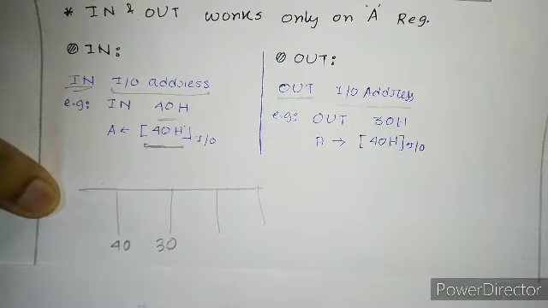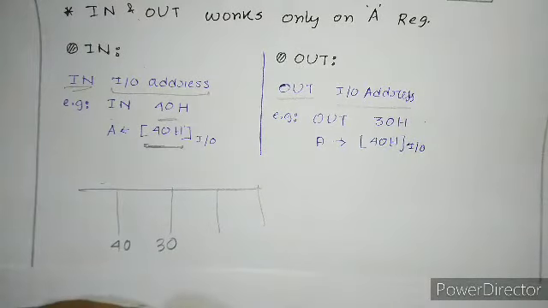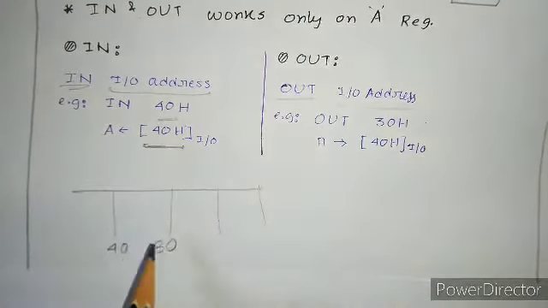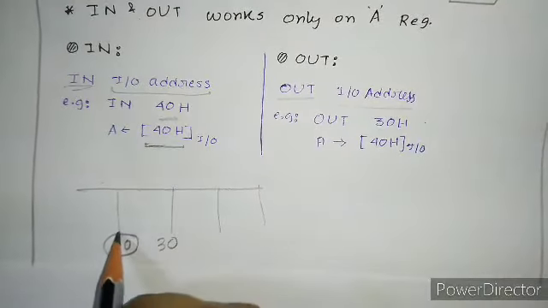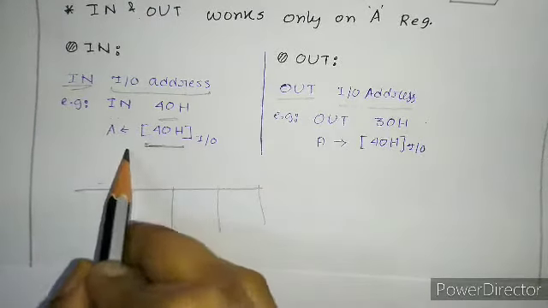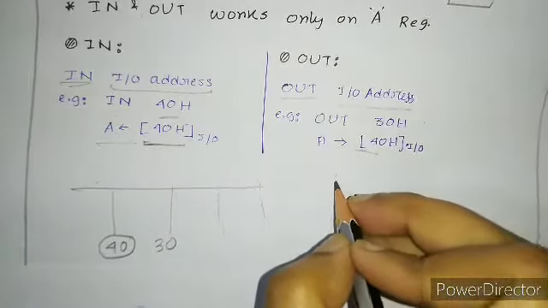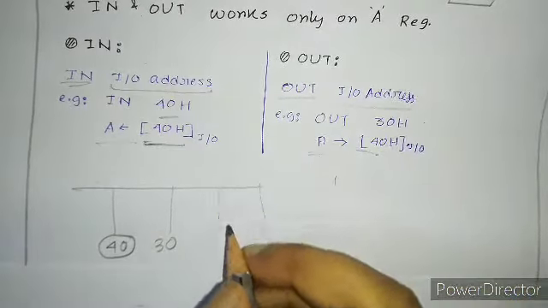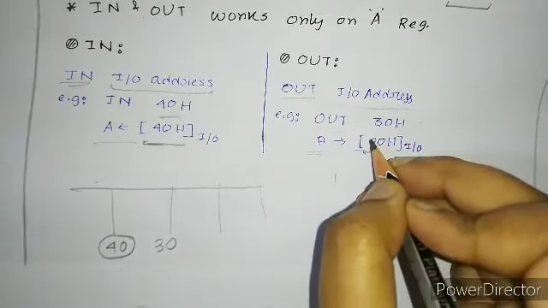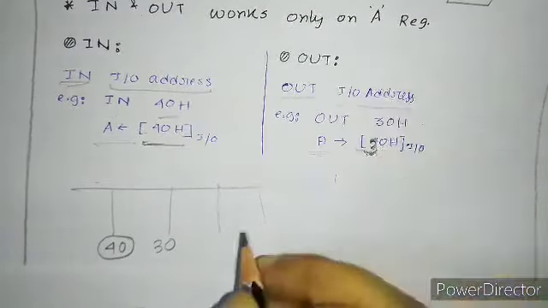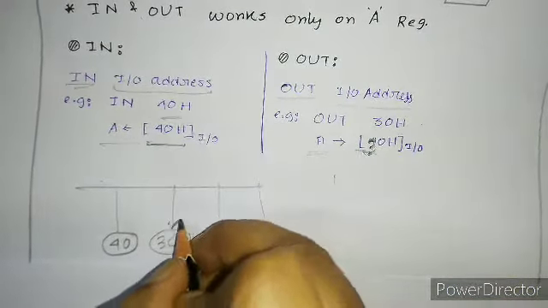Now, I have just forgotten to say something, that IN and OUT only operate on the accumulator. So whenever we receive data, it will get stored in the accumulator. Whenever we want to get data out, it will come from the A register only. So IN 40H means from the 40H location, get the data into the accumulator. OUT 30H means whatever data is in the accumulator, get that data out. Suppose this is 30, get the data to this port.